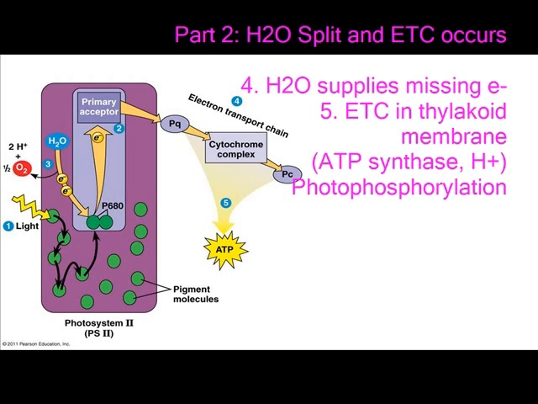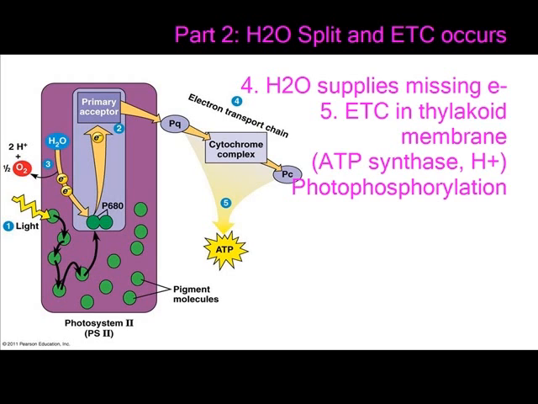It's going to move across the membrane. Then that H+ is going to want to come back down, and it's going to form ATP by going through the ATP synthase. So, we have an electron transport chain being used to create some ATP during photosynthesis in the light-dependent reaction.